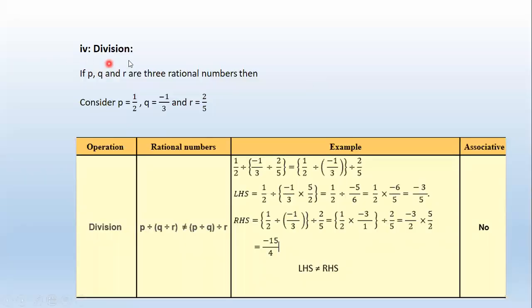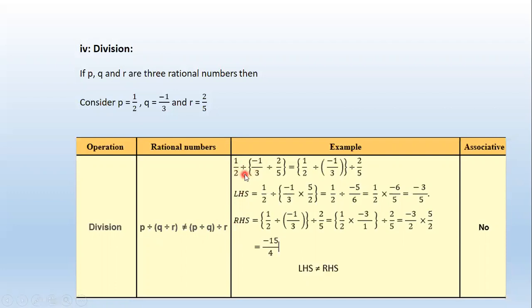So next we'll see for division. Associative property for division. Now I have taken P, Q and R as rational numbers, where I have considered P as 1 by 2, Q as minus 1 by 3, and R as 2 by 5. For division, we are grouping P divided by (Q divided by R), and on the other side P divided by Q, I have made the group, and divided by R.